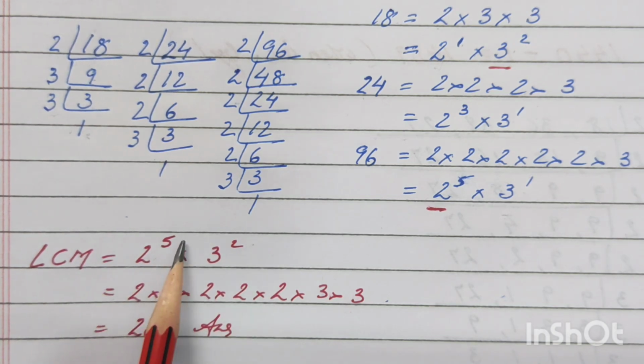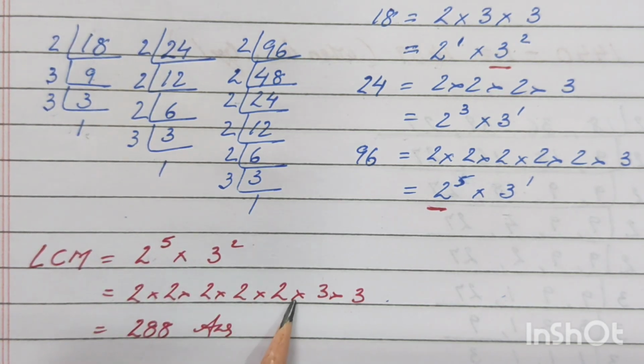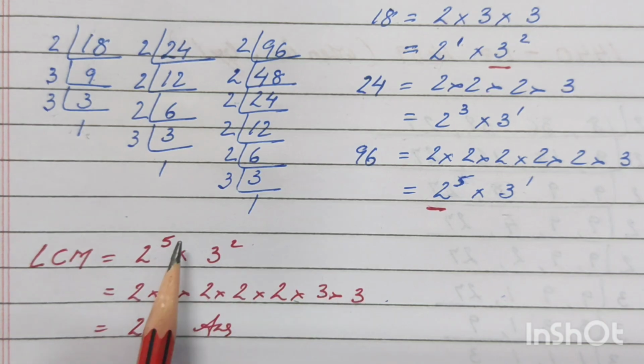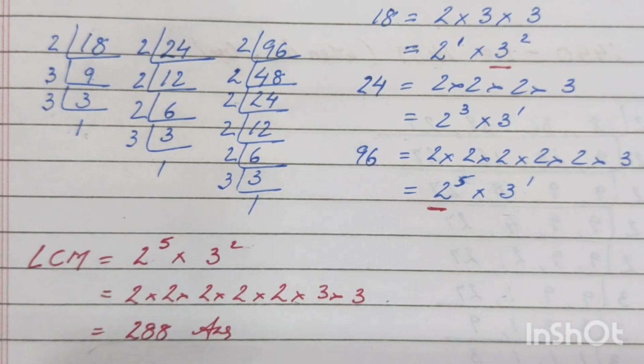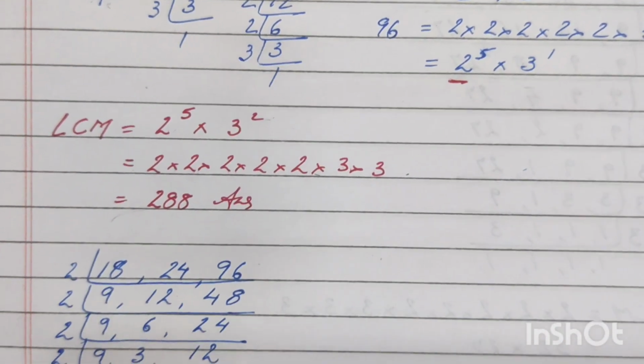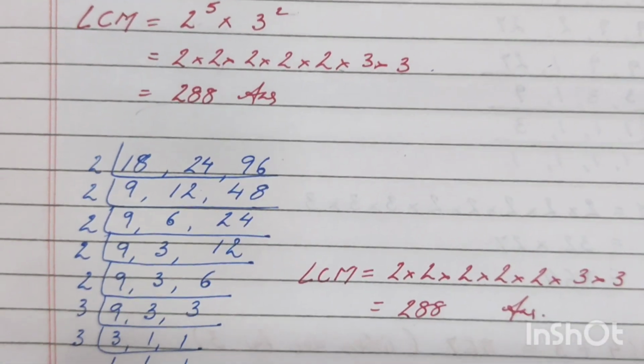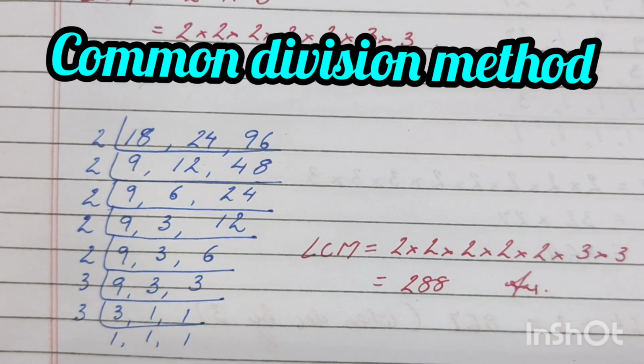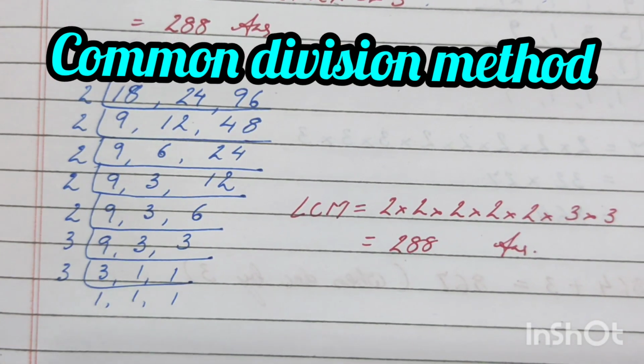Now 2 raised to the power 5 means, children, 2 is multiplied 5 times and 3 is multiplied 2 times. Multiply them together, you get the answer 288. Now this was one method. Another method is, children, the common division method. So we have done the common division method of the same one, children.